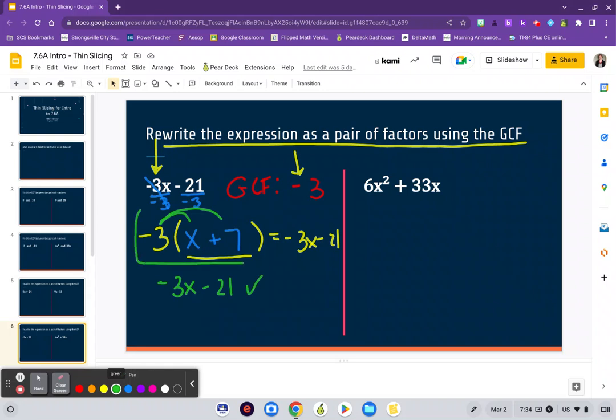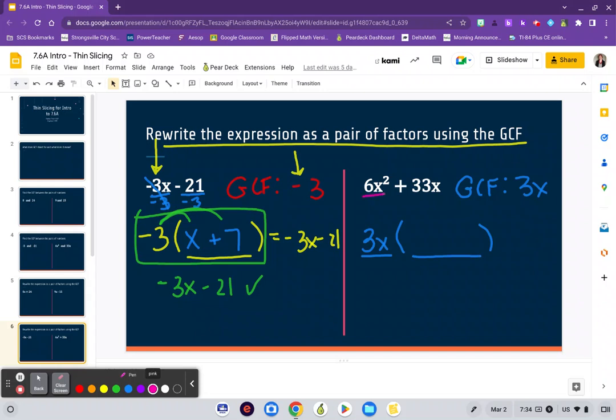And so these would be my factors. Okay, that's our goal. Our goal today is to create 2 items that are being multiplied together. If you recall, the GCF for this was 3x. Both terms had at least one x. And so again, I'm going to write this as 3x times something else. And my goal is to get 6x squared plus 33x.